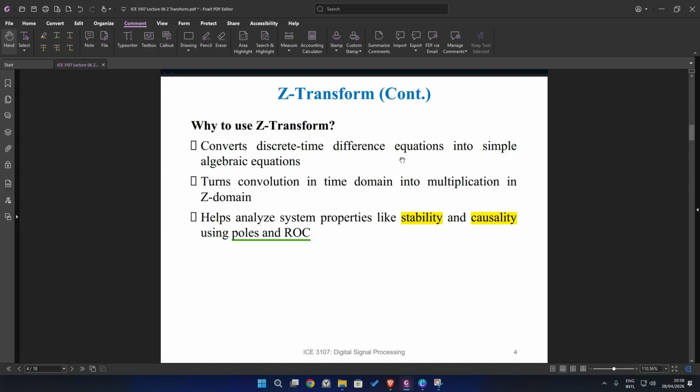So why use the Z transform? The main point here is that it turns convolution in the time domain into multiplication in the Z domain. Convolution is comparatively a much harder task and takes time to solve, while multiplication is simple. So in the Z domain, we see the advantage of multiplication over convolution. It also helps analyze system properties like stability and causality using poles and ROC. These two are very important terms we will discuss in this class.